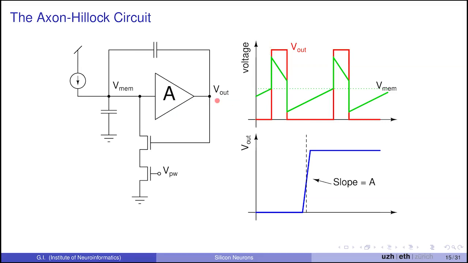Now, I told you there is this positive feedback effect. Because Vout goes from 0 to VDD, this big jump in the output has a big effect on the input. And Vmem sees this jump on the output and just follows it. Then Vout is on. Then we turn on the reset transistor. Vmem starts to discharge. And then if we reach the threshold of the amplifier, Vout goes back to 0.